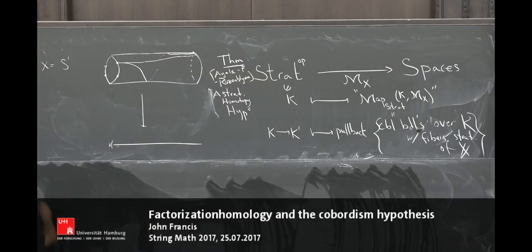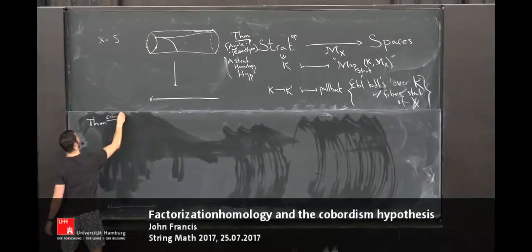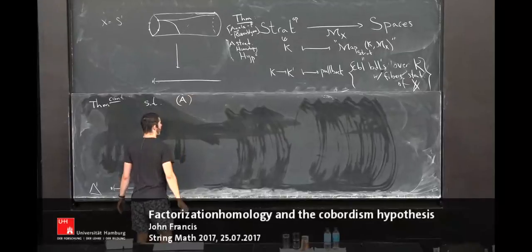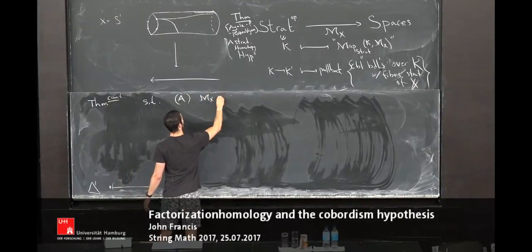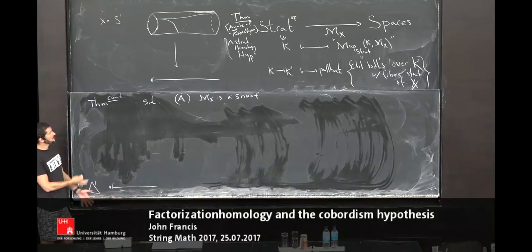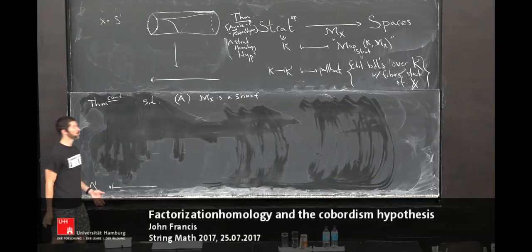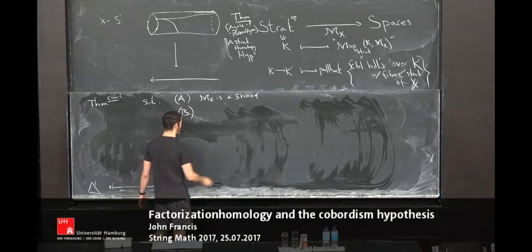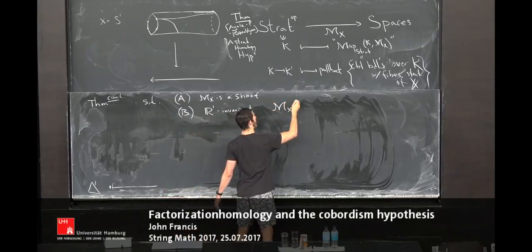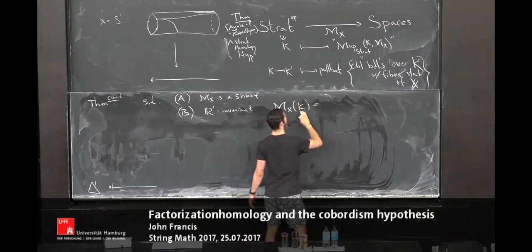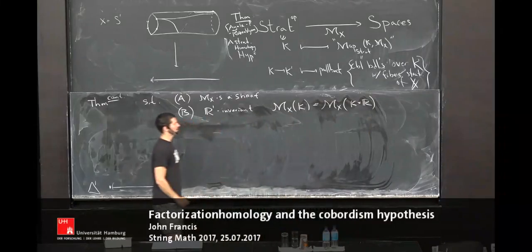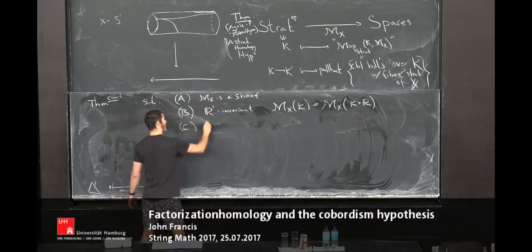So this theorem continued, such that some things are true. One is that this is a sheaf. So given any cover of K, a constructible bundle on K is the same as a compatible collection of constructible bundles over each part of the open cover. It's R1 invariant. So M sub X of K, the space of constructible bundles on K, is homotopy equivalent to the space of constructible bundles on K times R with the product stratification. C, it satisfies descent for blowups.